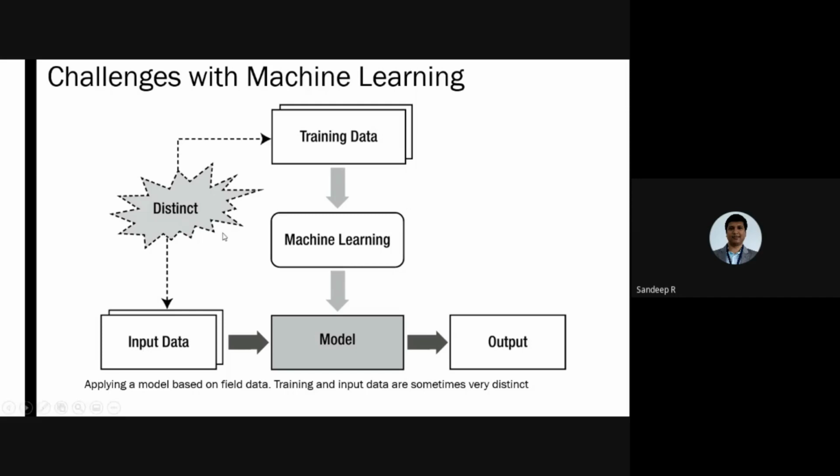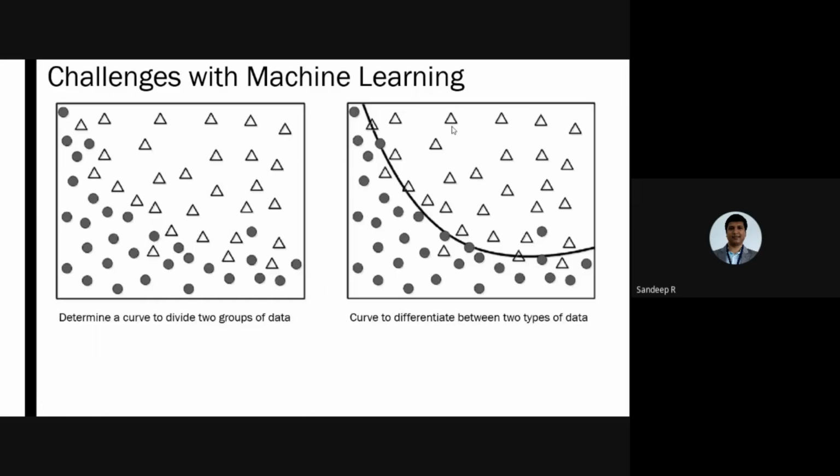So what is the problem? The problem is that the input data and the training data are so distinct. That means we want a huge amount of unbiased data, right? Suppose I want to classify these data points; the simple thing would be a curve that would fit this and try to separate it. We know that there are certain errors, but that is okay.